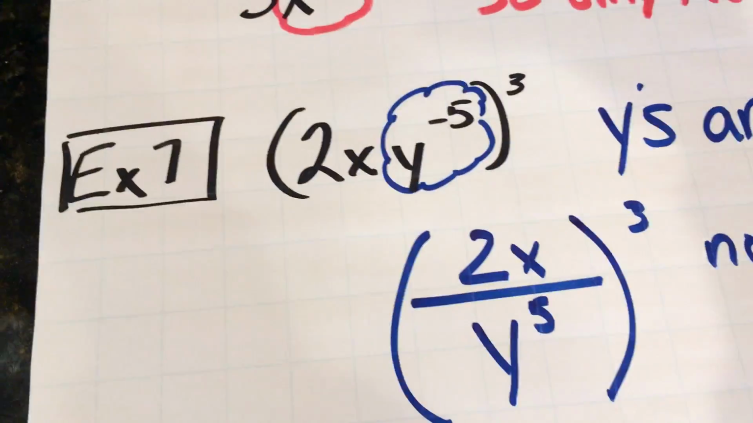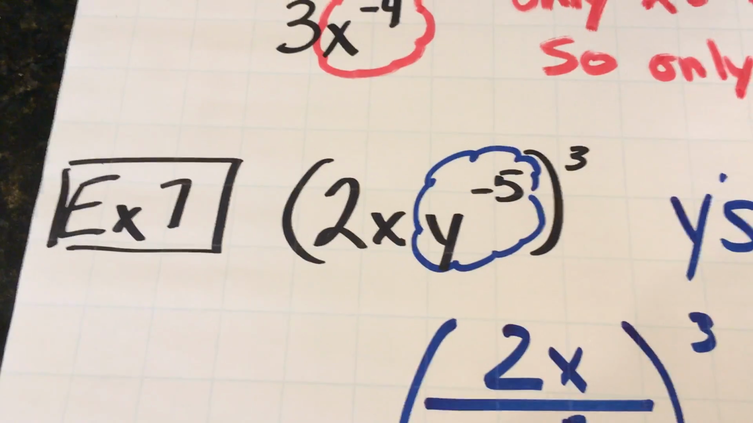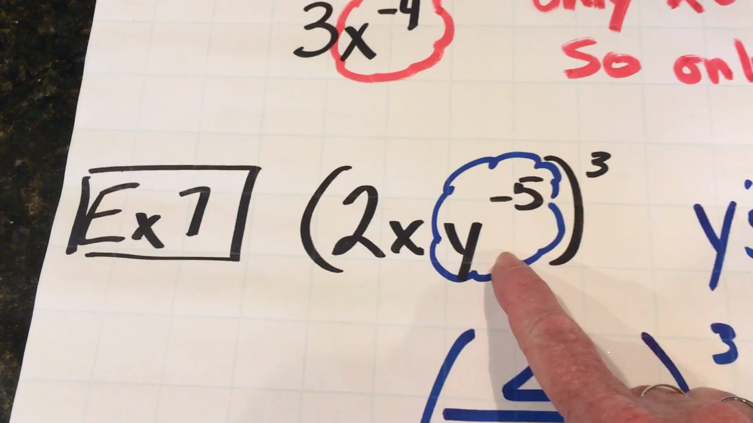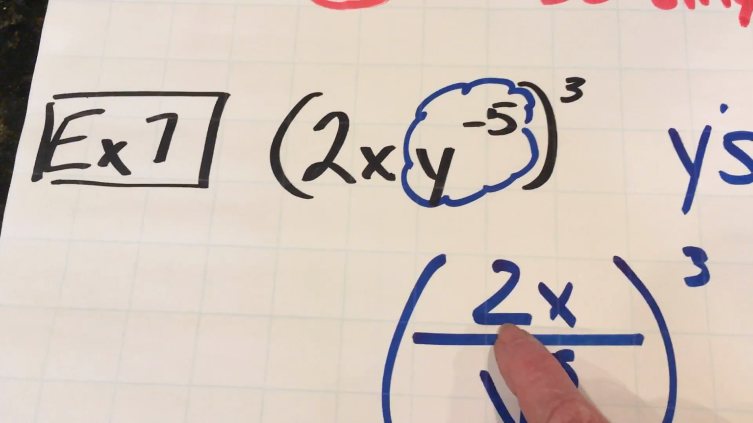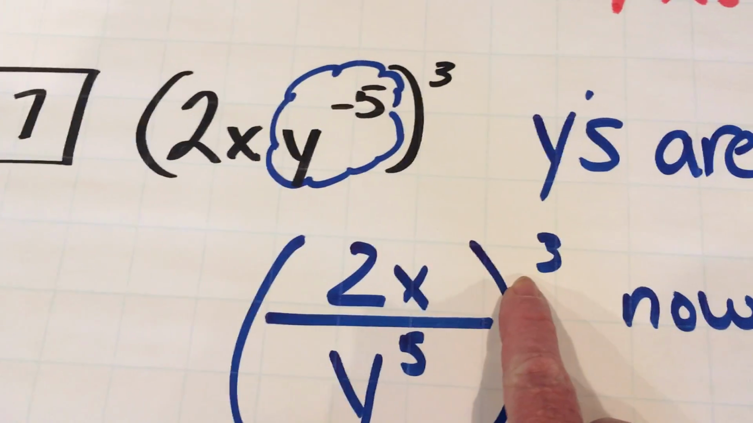Okay, example 7. 2xy to the negative 5th, the whole thing cubed. The only thing that's unhappy are the y's, so we're going to take care of that first. So we have 2x over y to the 5th. Now we're going to cube it.